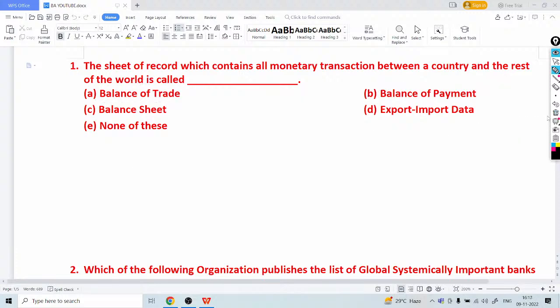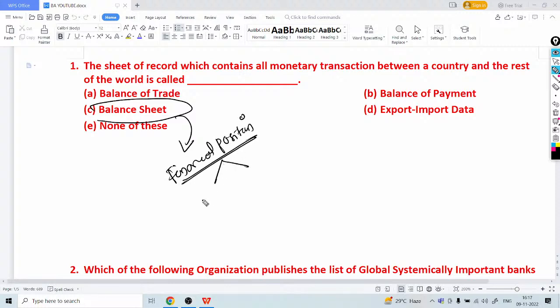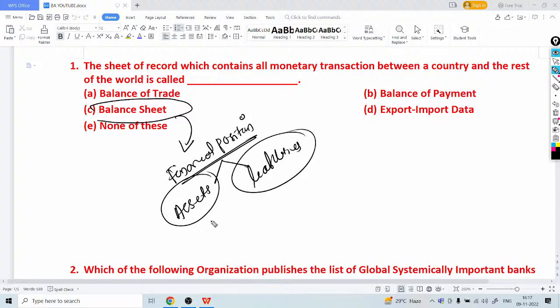So here is another aspect called balance sheet. What is a balance sheet? A balance sheet is a financial statement that shows the financial position of an organization or company. It represents your assets and liabilities in a particular period of time. Got it?